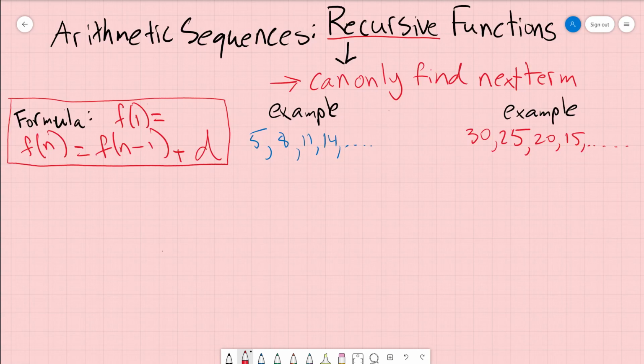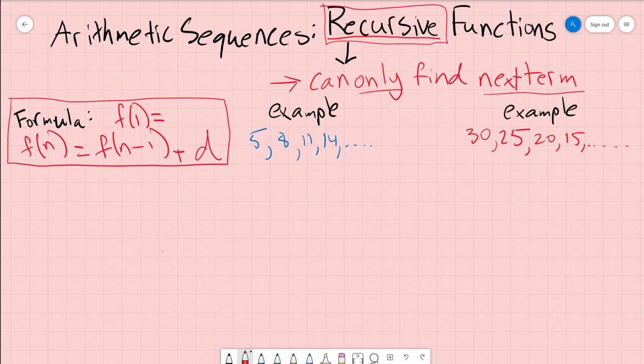Hello, this is going to be my video on arithmetic sequences, the recursive function. Last week we looked at an explicit function which can find any term. Now this week we're going to see this recursive function which is weaker because it can only find the next term. And that's kind of what this word recursive means. It means looking back at the thing before it.